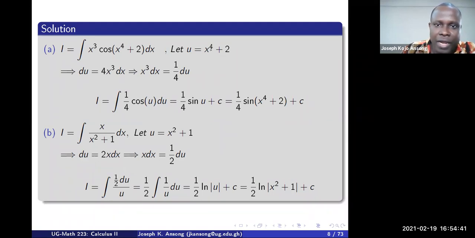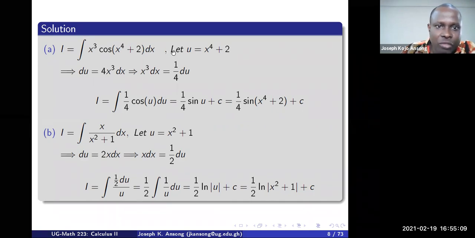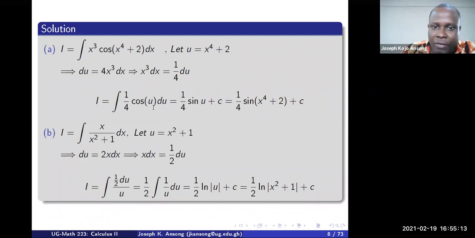So let u be equal to x to the power 4 plus 2, which implies that du is equal to, if I differentiate this, 4x cubed dx, which means that x cubed dx is equal to 1 over 4 du. Right, so that's the point of the substitution. You see that this x cubed dx becomes just 1 over 4 du. So you simplify it. So now I can reduce all the x's here into u's, and I'm going to have I is equal to the integral of 1 over 4 du, cosine of this guy becomes cosine of u.